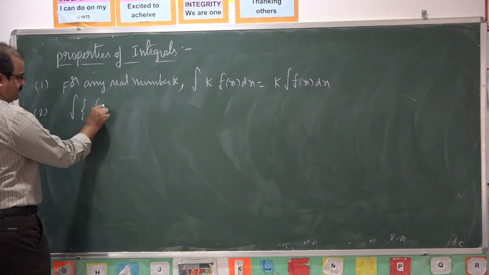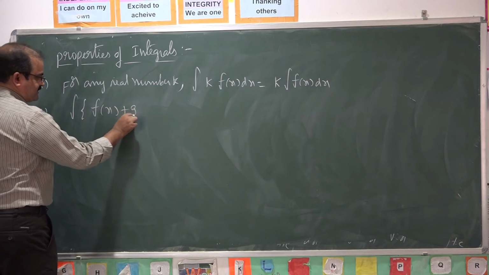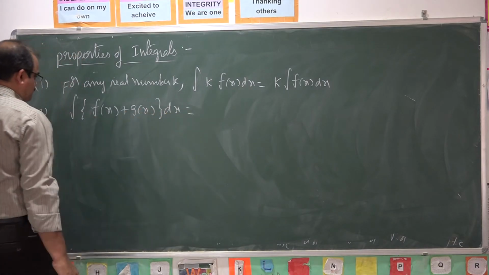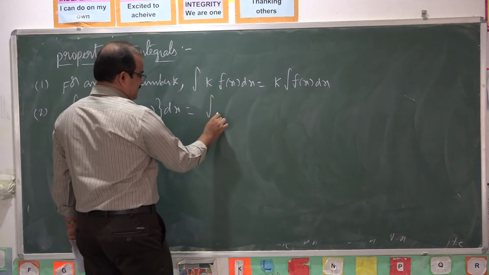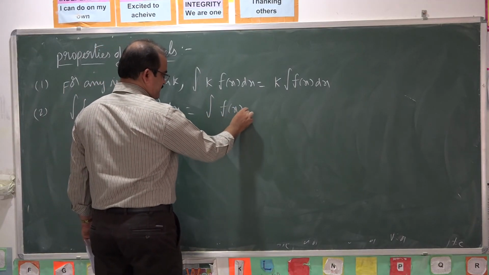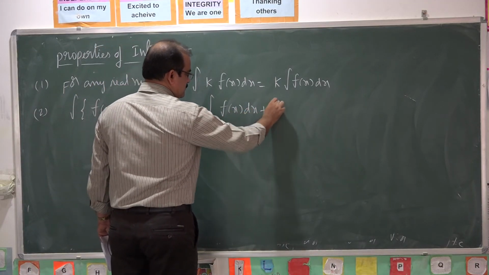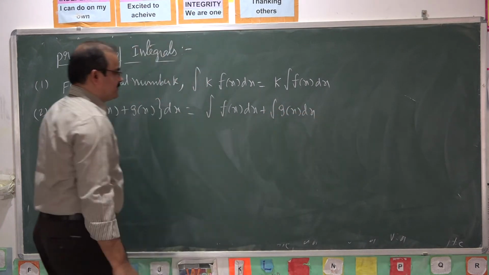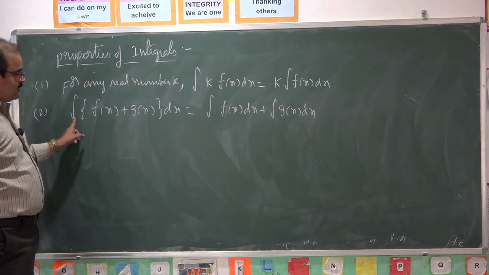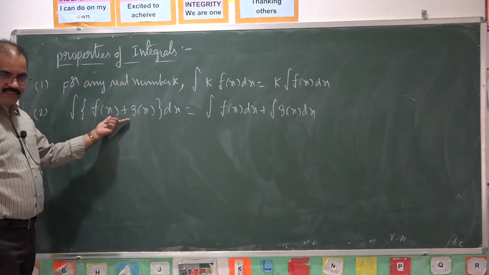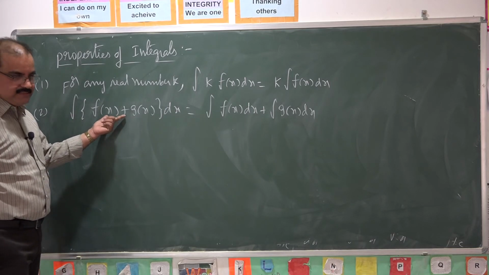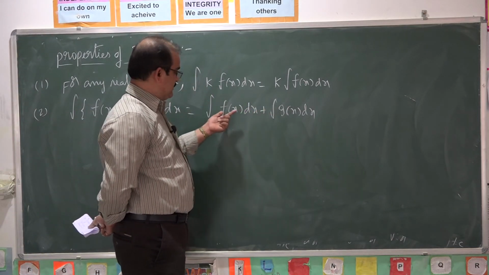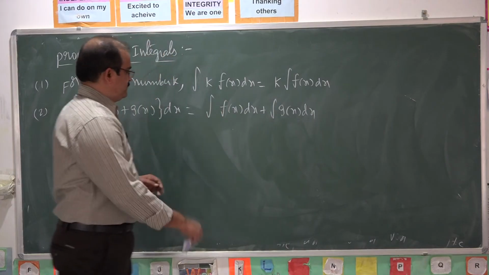integral of f of x plus g of x dx is equal to integral of f of x dx plus integral of g of x dx. Integral of sum of two functions f of x and g of x is the sum of the integrals of the two functions f of x and g of x.